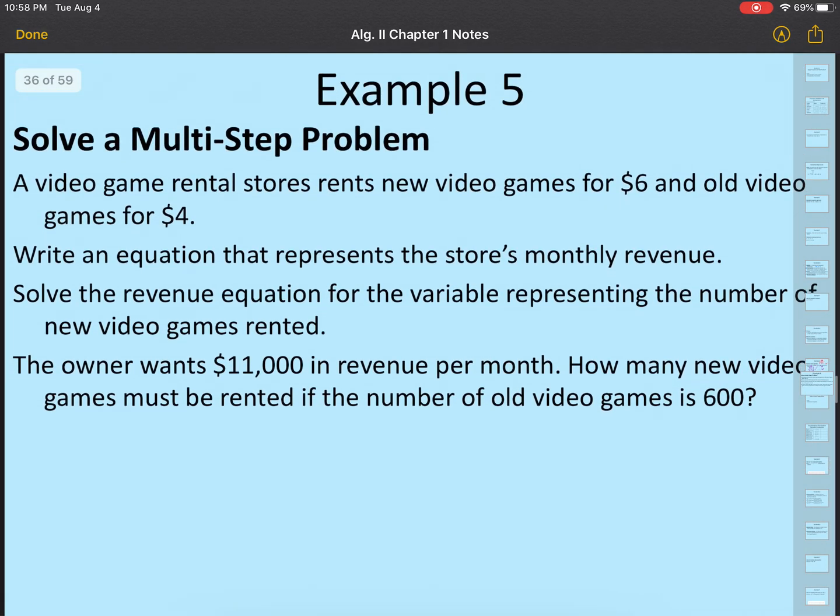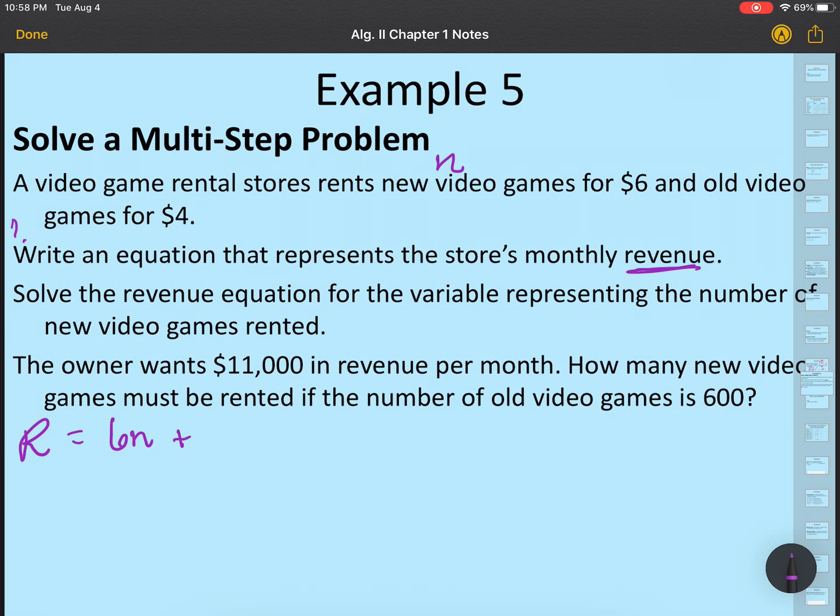And the last example we have in this section is a multi-step problem. A video game rental store rents new video games for $6 and old video games for $4. So number 1, our first part, write an equation that represents the store's monthly revenue. So I am going to represent R for the revenue, or the amount of money they're going to make in the store. And, well, they have new video games, I'm just going to call N, and they were $6 a piece. So 6N, for $6 for every new video game.